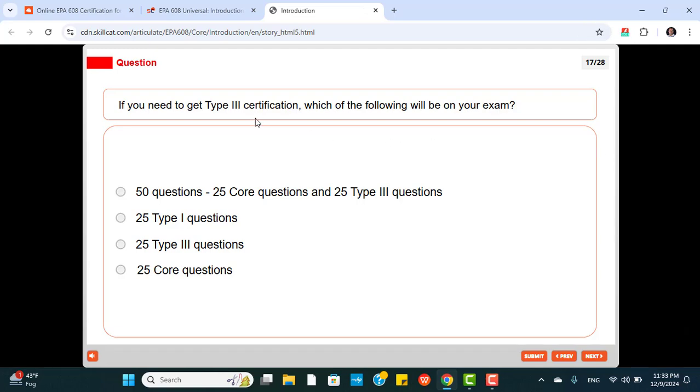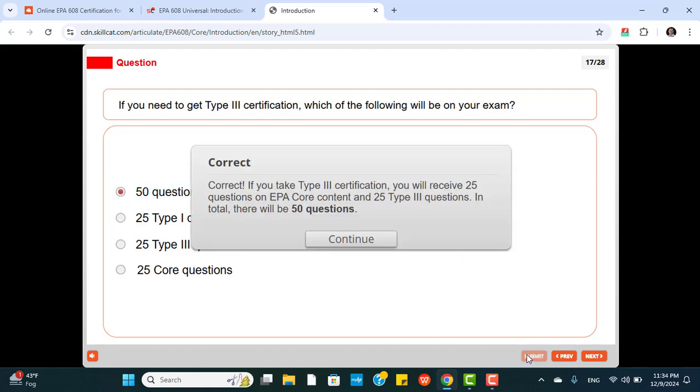If you need to get Type 3 certification, which of the following will be on your exam? 25 core questions and 25 Type 3 questions. Correct, it's 50 questions.